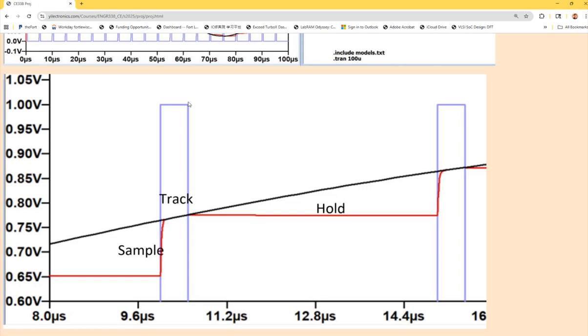And once you pull this down to ground, this holds here. It's not changing anymore. It's not tracking. It's not being reset. It's just holding at this point. So actually, the analog voltage being sampled is this point. Right? That's the analog voltage being actually sampled.